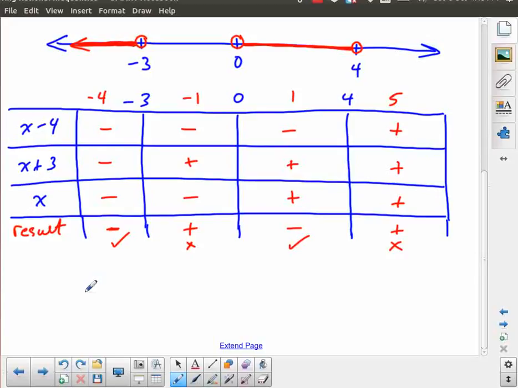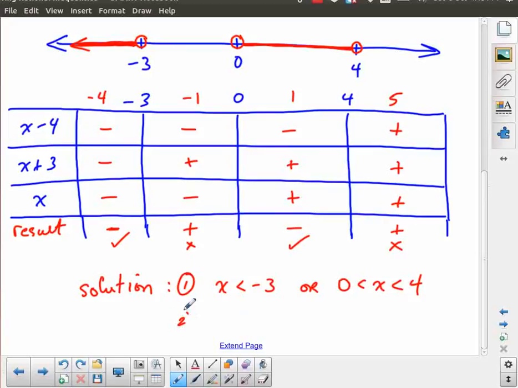And what I really should do is express my solution also in an algebraic notation. So how do I express this algebraically? I could say x less than -3 or 0 less than x less than 4. That's one way I could express my solution.